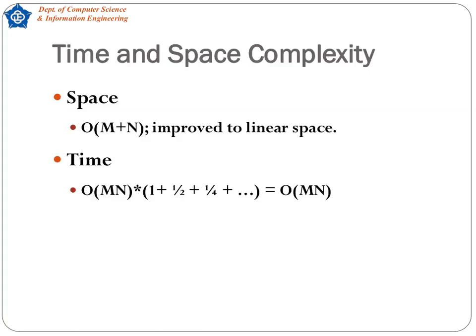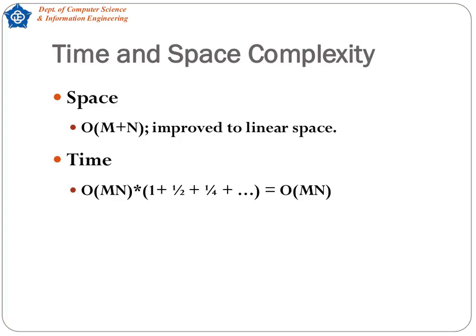Building on our divide-and-conquer framework, let's summarize the algorithm's resource usage. Its space complexity is O(m+n), meaning we only need linear extra memory in the sizes of our 2 inputs. On the time side, each phase does O(mn) work, and when you multiply that by the series 1 plus 1/2 plus 1/4 plus and so on, which converges to 2, the overall running time stays at O(mn).